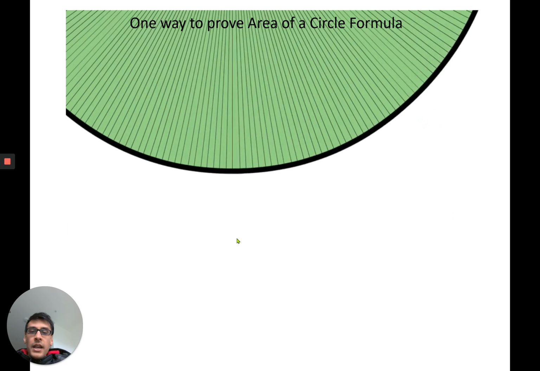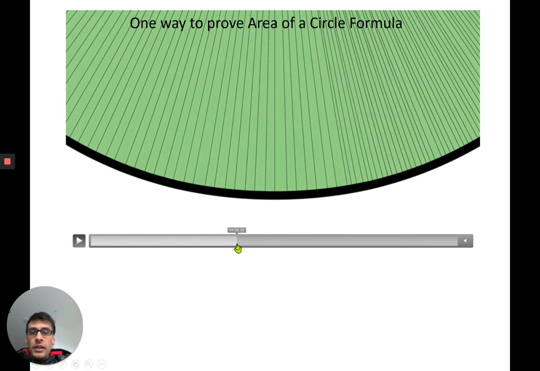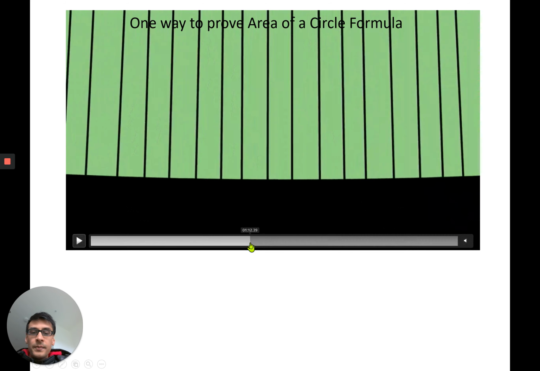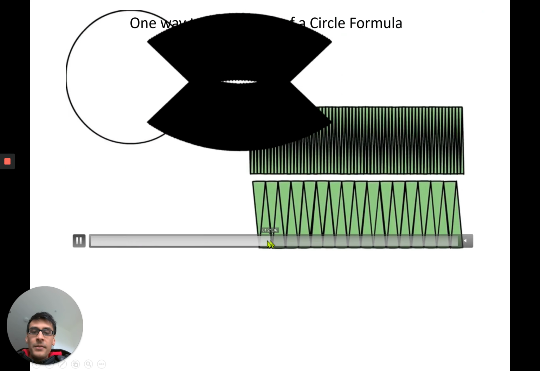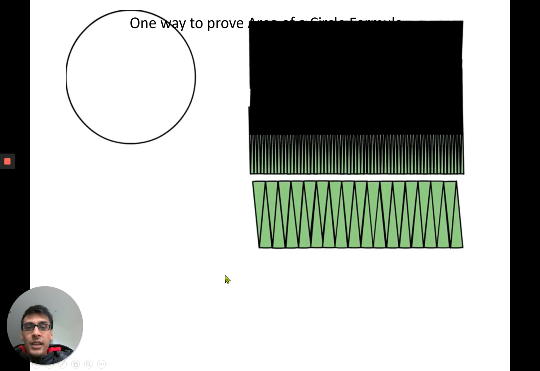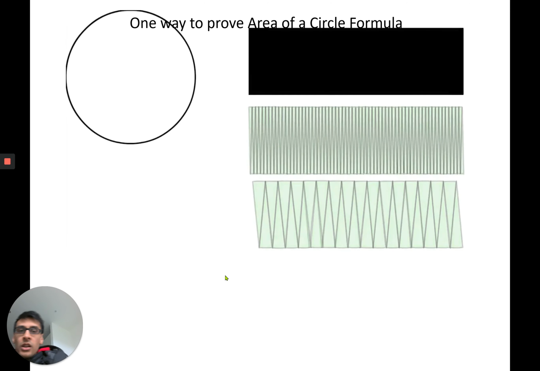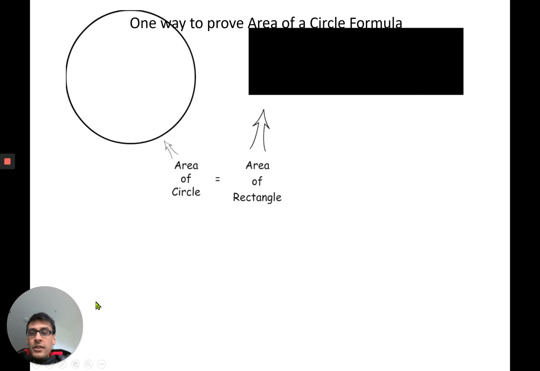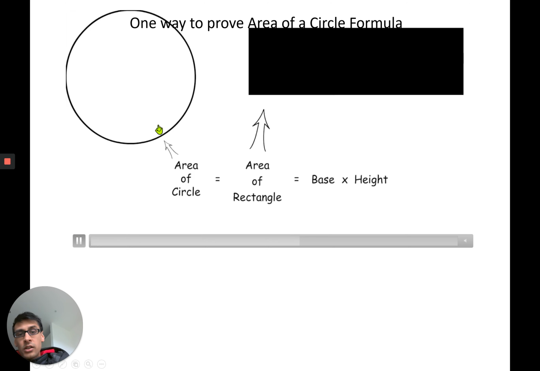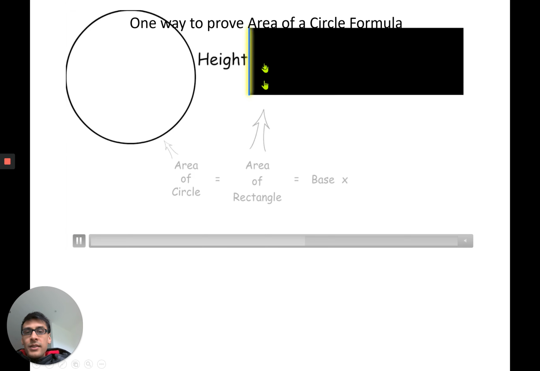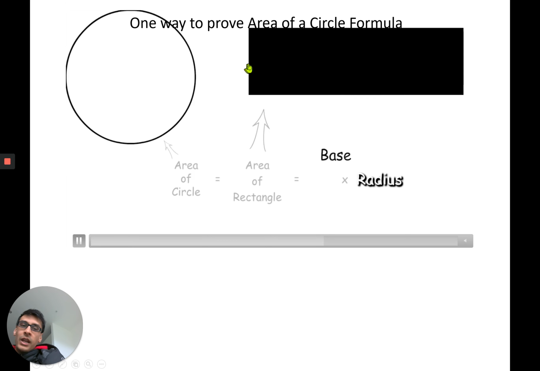If you were to put all of those sectors together, you would essentially have a perfect rectangle. So once you have that rectangle, you can work out the area of that rectangle, which is the area of the circle. One thing you can see is the height here is the radius, because those are just millions of sectors that we have on the side.